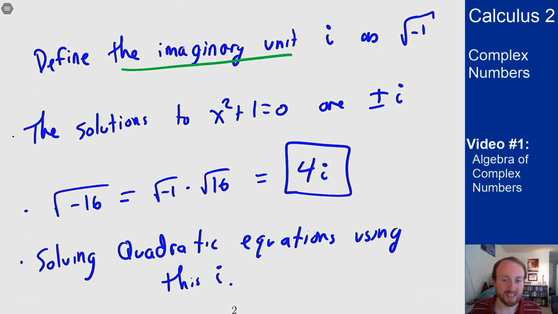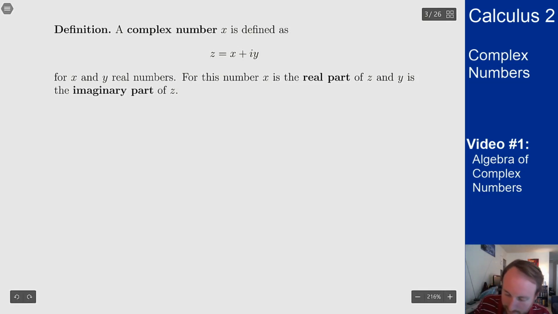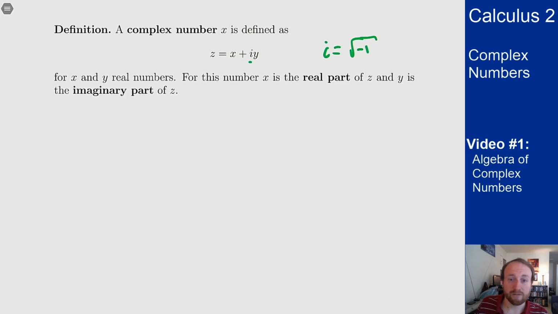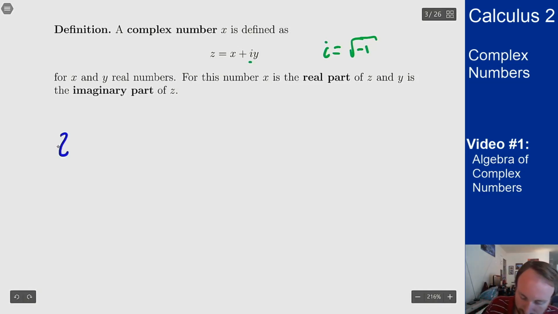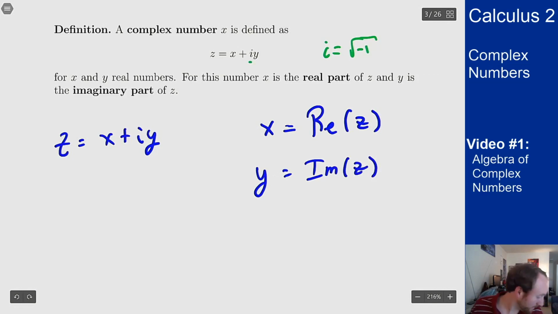Now let's put a little more setup into our system and how we're going to talk about these imaginary units. Our definition for a complex number is the following. We'll generally use z to talk about complex numbers, and z equals x plus iy, where x and y are real numbers. This i is the imaginary unit we talked about before, the square root of -1. Complex numbers have two parts: x, which is the real part because it's without the i, and y, the imaginary part, because it's with the i in front of it. For z equals x plus iy, we write x as Re of z, the real part, and y as Im of z, the imaginary part.